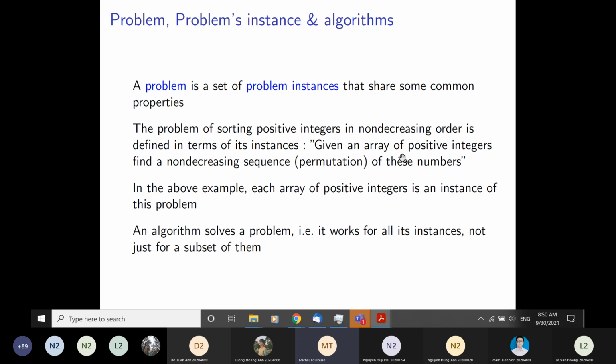For the case of the algorithm previously, the problem is the statement of the work that we need to do. The statement specifies the type of data on which we are going to work. So this is the statement of sorting an array of integers, in this case positive integers. The statement of the problem can be given in this way: given an array of positive integers, find a non-decreasing sequence of these numbers. This is a general statement. It describes the problem.